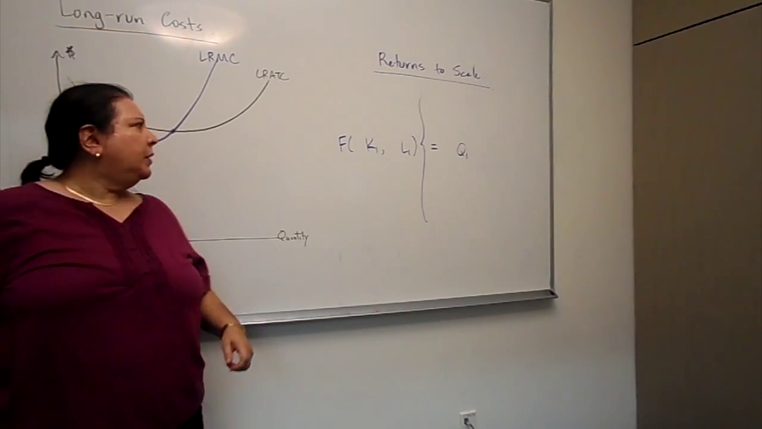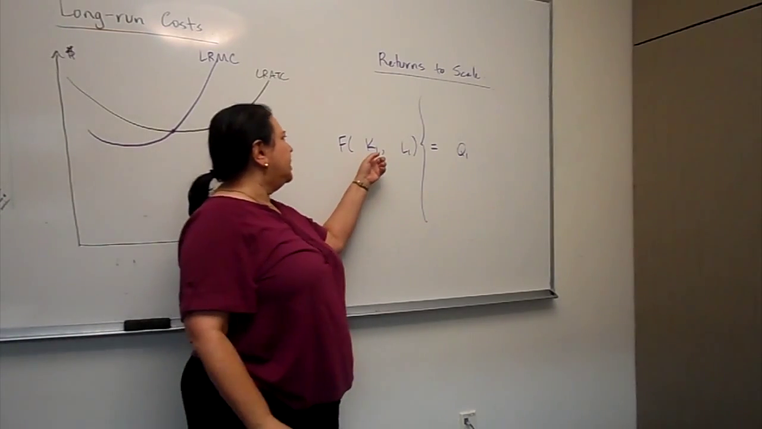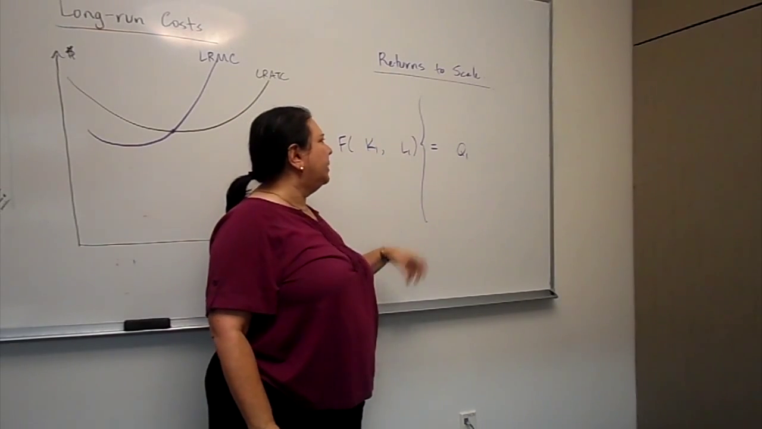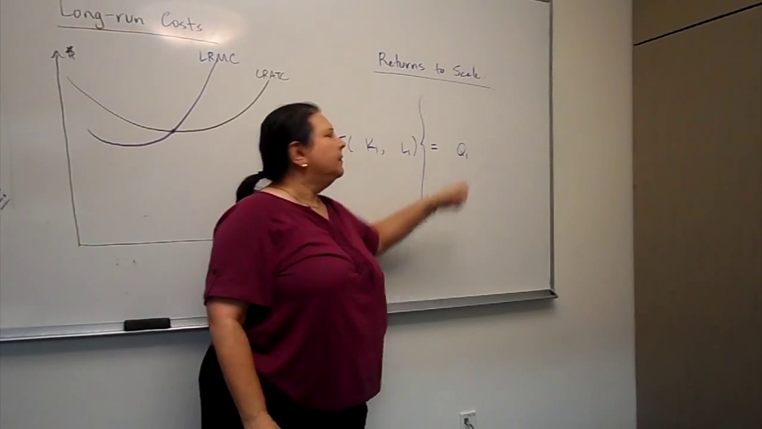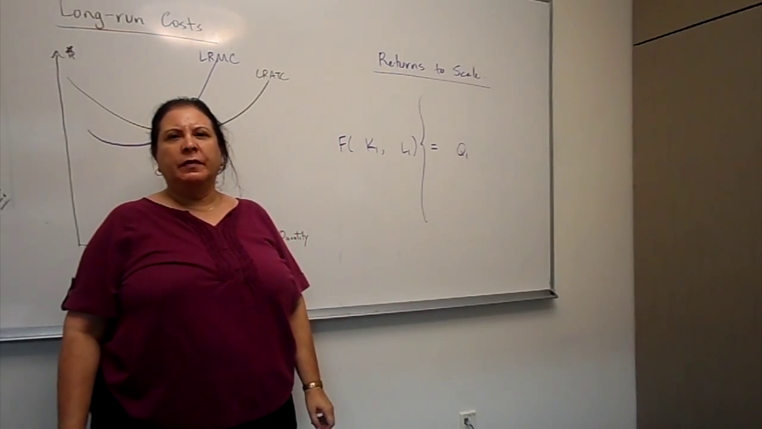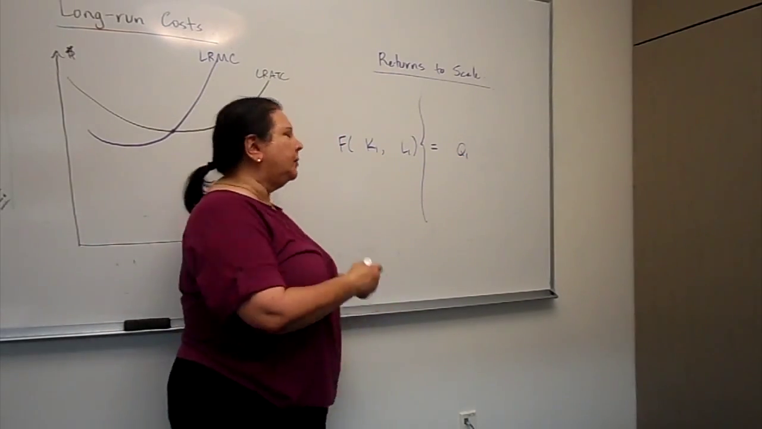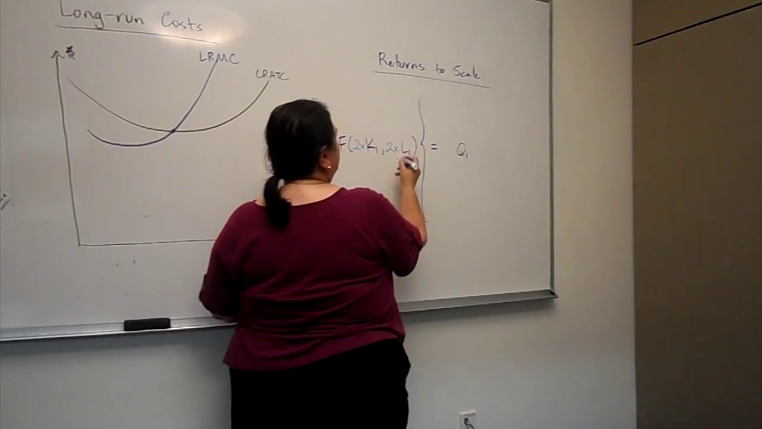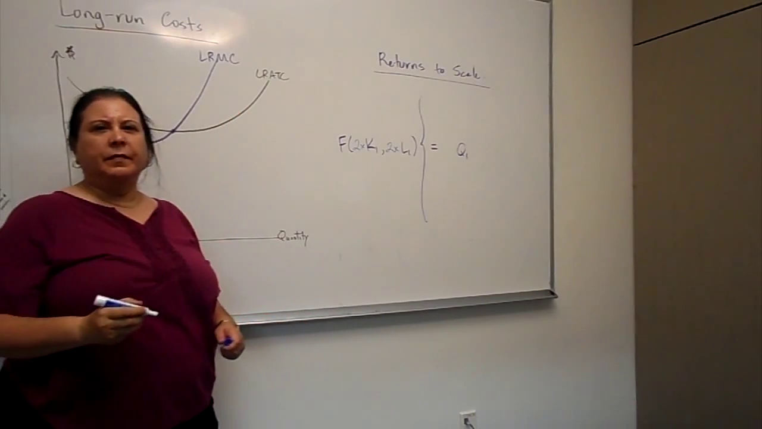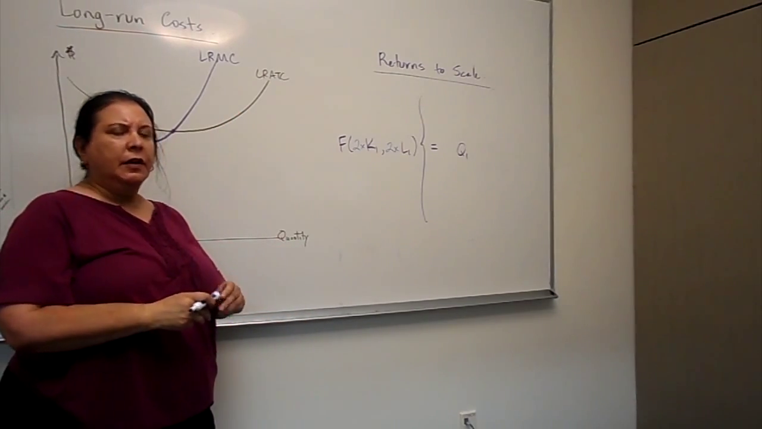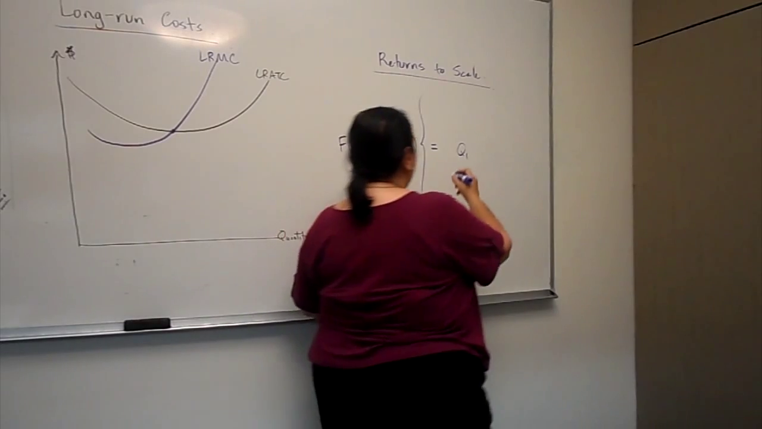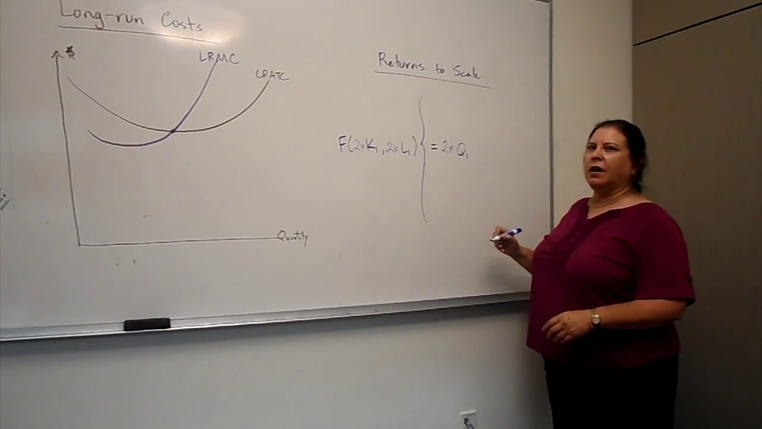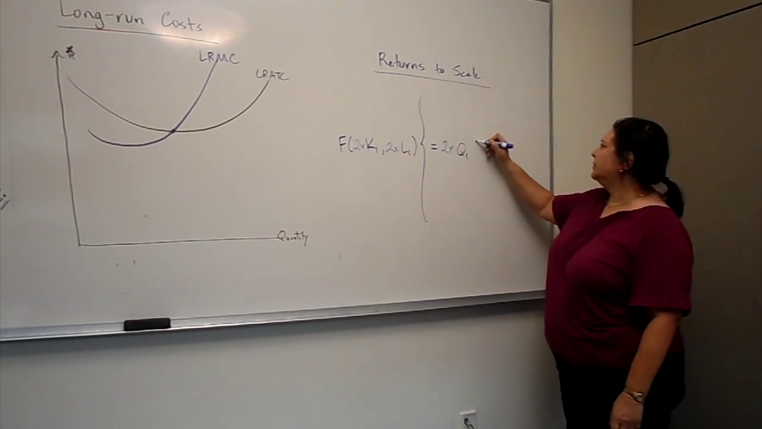Let's say that we start out with a firm using K1 amounts of capital and L1 amounts of labor, and they use it to produce Q1 units of output. Okay. Now suppose we double the amount of capital and labor in that firm. Okay. If we just double the amount of output we produce, then we say the firm has constant returns to scale.